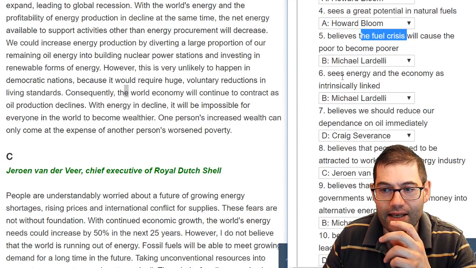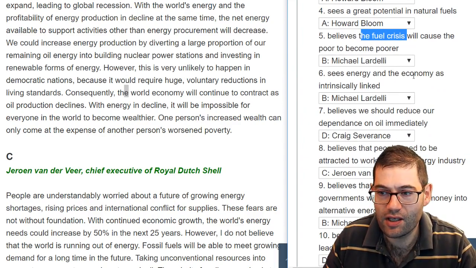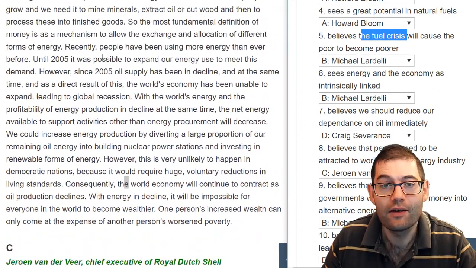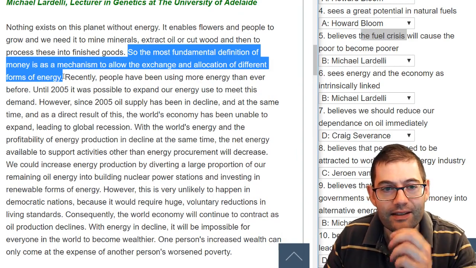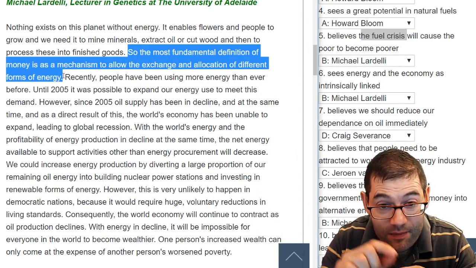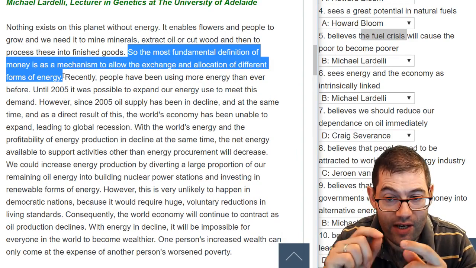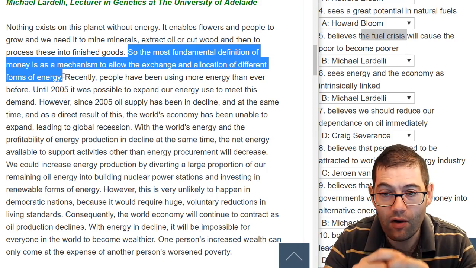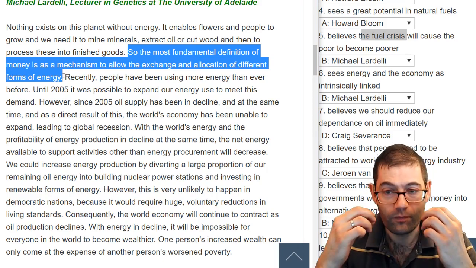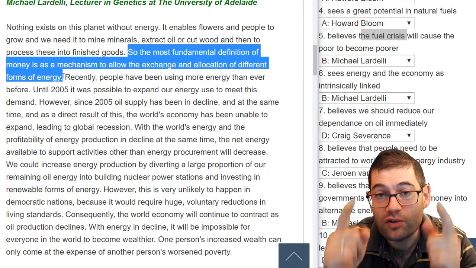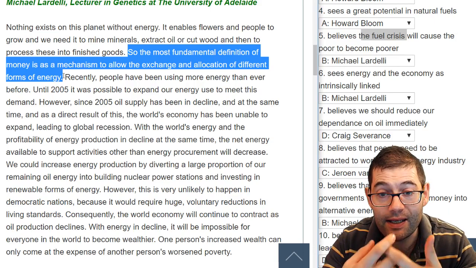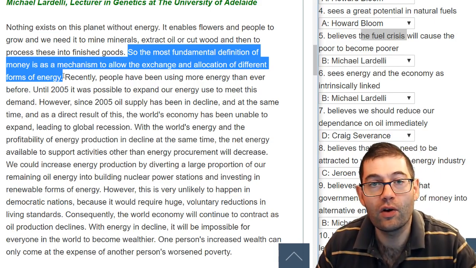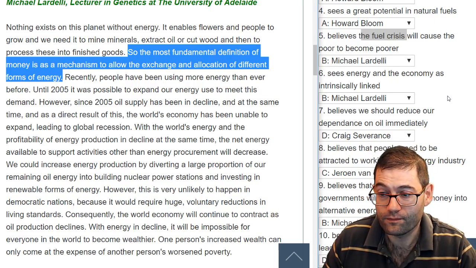And we can see that in the next question, which writer sees energy and the economy as intrinsically linked? Well, let's shoot up the page to the beginning of B, where it says, so the most fundamental definition of money is as a mechanism to allow the exchange and allocation of different forms of energy. So money and energy, because of this definition, according to this writer, are intrinsically linked, and he makes that point further on throughout the article.